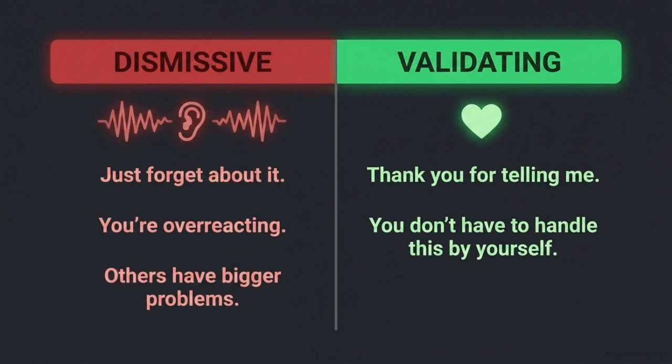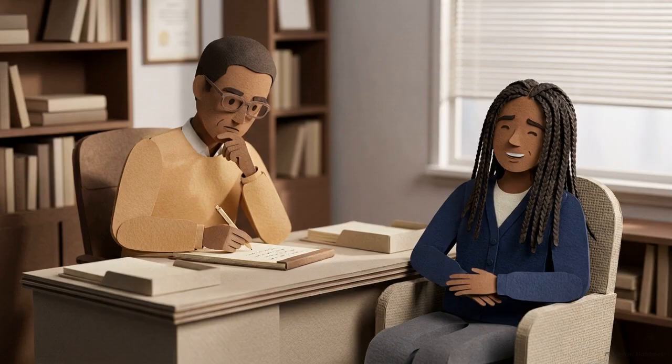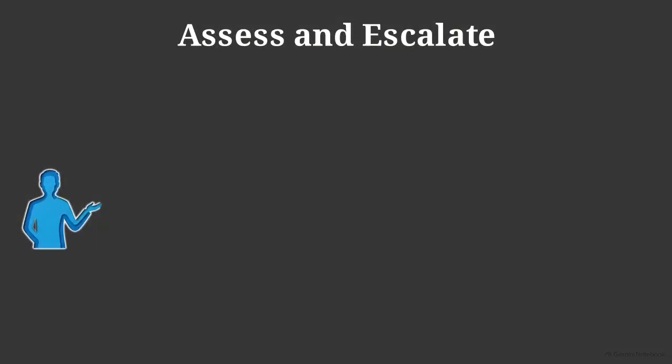Instead, use validating language. Say, "Thank you for telling me," and "you don't have to handle this by yourself." Listen, care, and do not judge. Prioritizing validation over problem-solving keeps your friend engaged. It also ensures you avoid taking on an emotional burden requiring professional training. Step 4 is to assess and escalate.